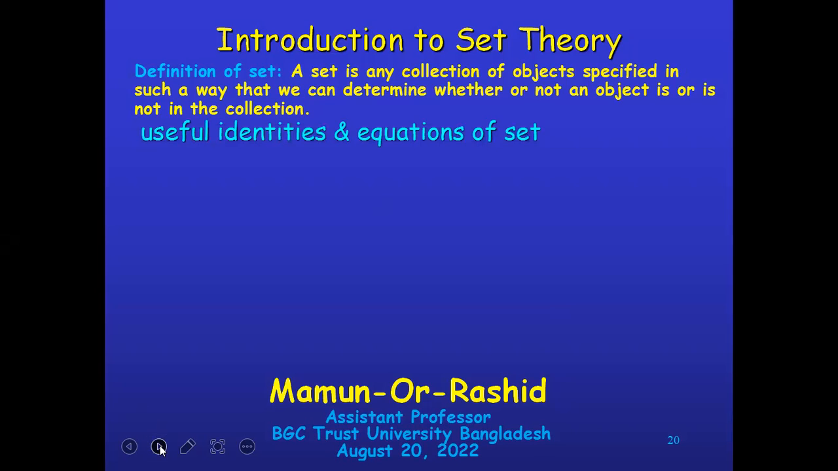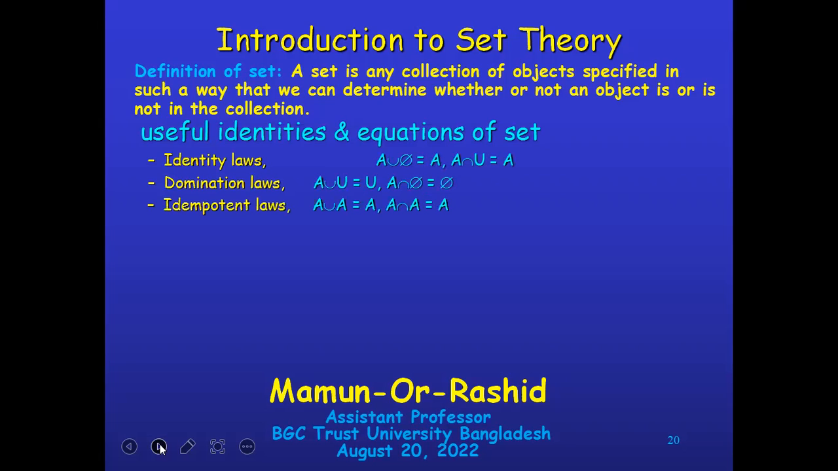So, useful identities and equations we have to use in sets. First, the identity law: A union empty set equals A, and A intersection U equals A. And the domination law: any set A union U, where U means the universal set, equals U, and the intersection of this set with the empty set will be only empty.